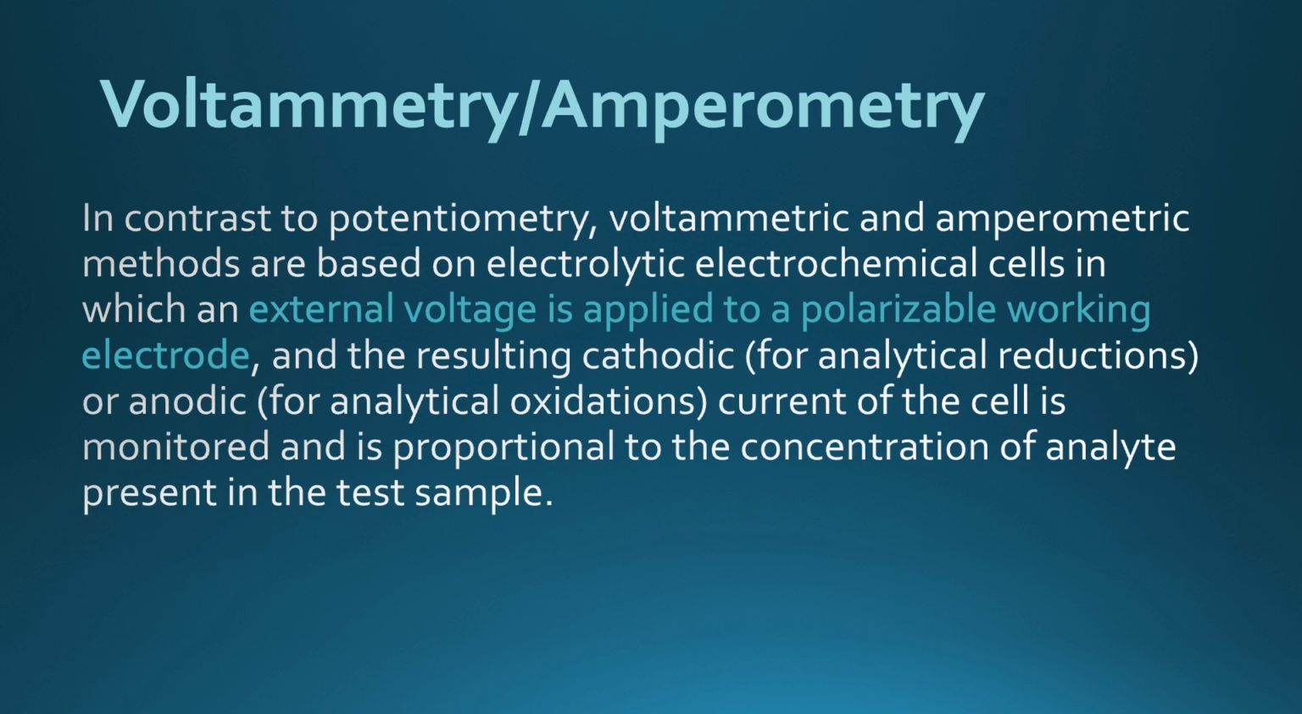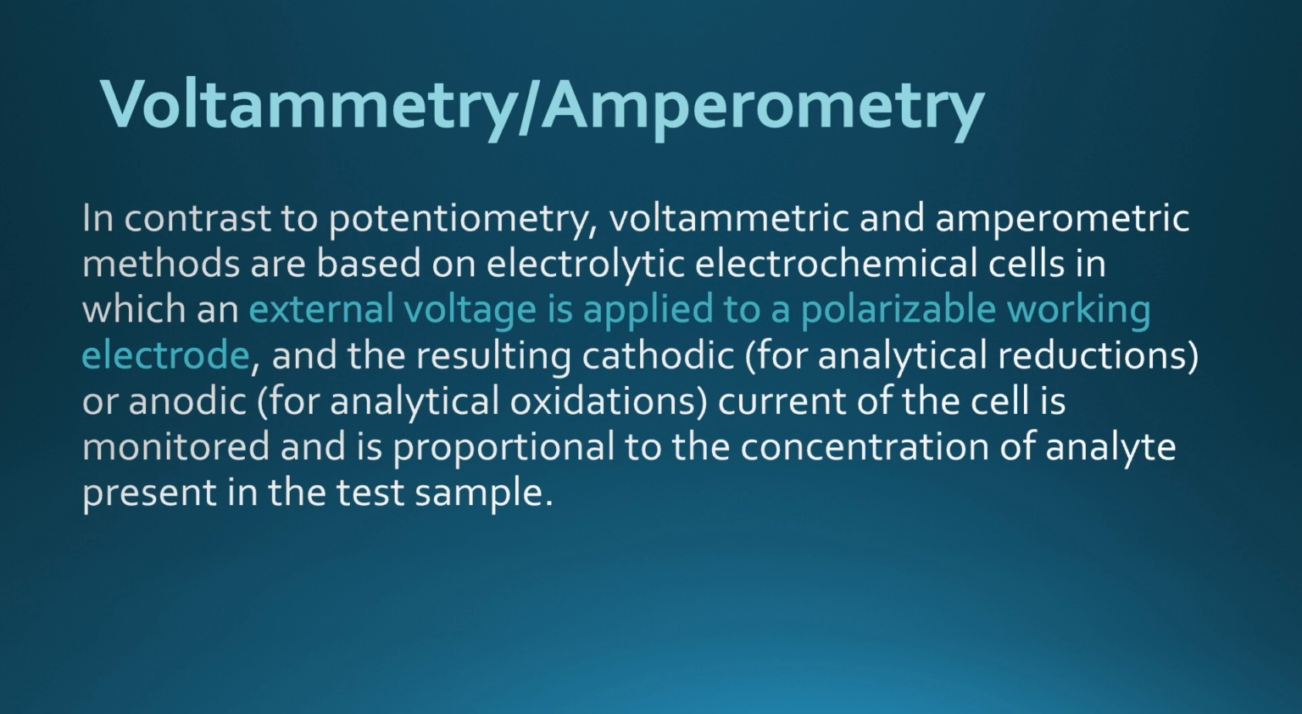Okay, let's move on to another electrochemistry method, which is voltammetry or amperometry. Now in contrast to potentiometry, voltammetric and amperometric methods are based on electrolytic electrochemical cells in which an external voltage is applied. So we're not measuring the voltage now. An external voltage is applied to the electrochemical cell, to a working electrode, and the resulting electrical current will result. Now the current that is generated, when monitored, will be proportional to the concentration or the activity of the analyte of interest.